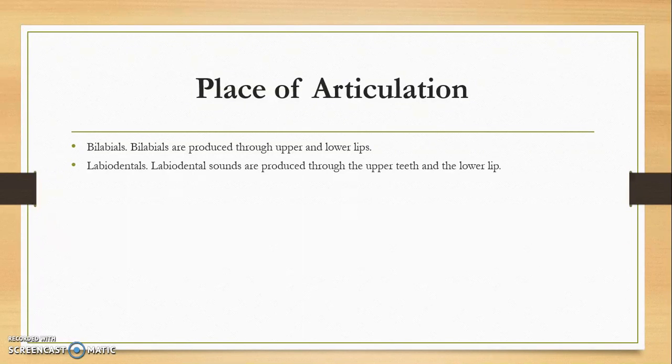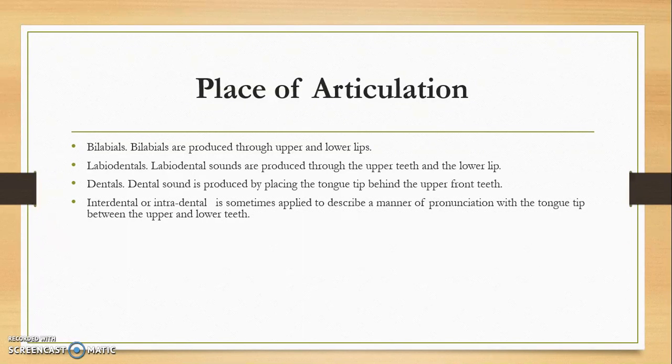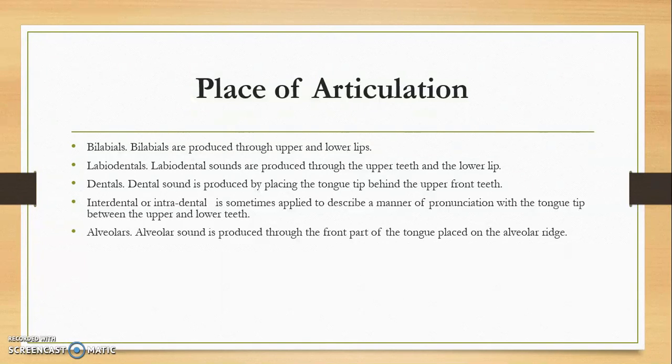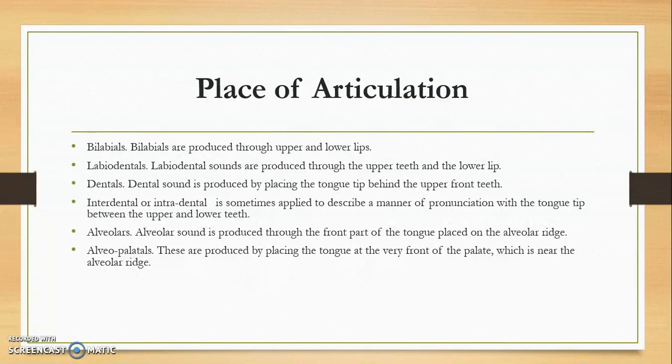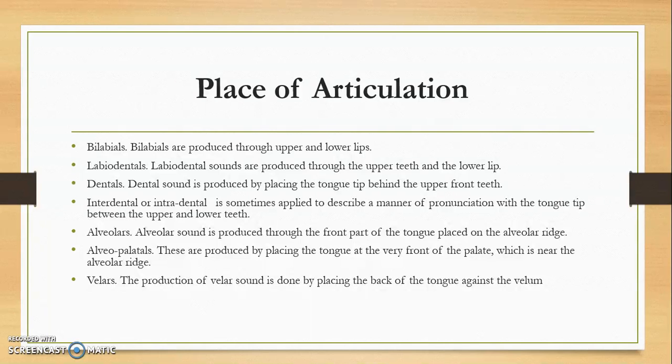Place of articulation. We have mentioned bilabials. Bilabials are produced through upper and lower lips. Labiodentals. Labiodental sounds are produced through the upper teeth and the lower lip. Dentals. Dental sound is produced by placing the tongue tip behind the upper front teeth. Interdental or intradental is sometimes applied to describe a manner of pronunciation with the tongue tip between the upper and the lower teeth.